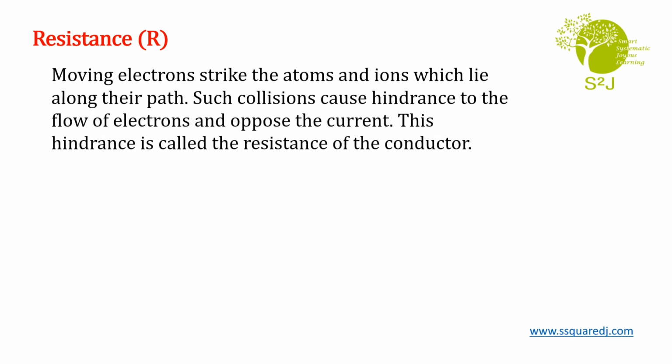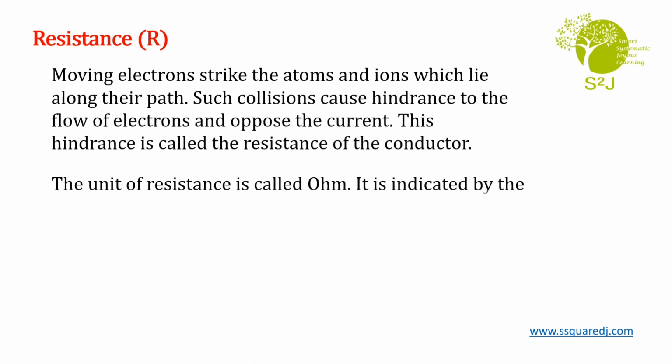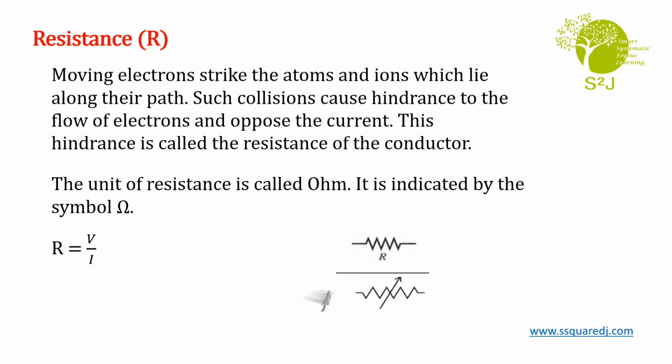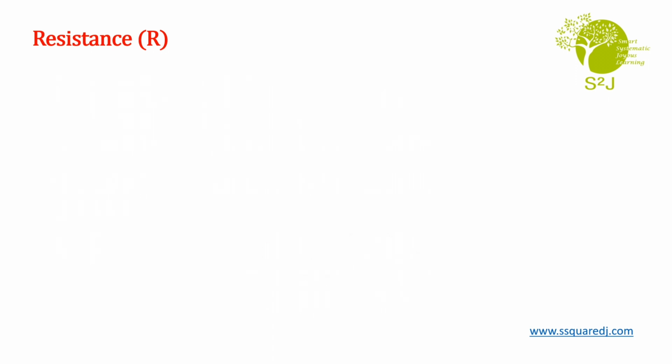Next is resistance. Resistance is like a speed breaker. When you drive your car on a highway, there is no speed breaker. But when you drive on a regular road, there are frequent speed breakers to control the speed of the car. Similarly, when the electrons are moving, the hindrance to control their velocity is called resistance of the conductor. The unit is ohm and the formula is V upon I, potential difference upon current flowing through the conductor. See the representation of resistance.